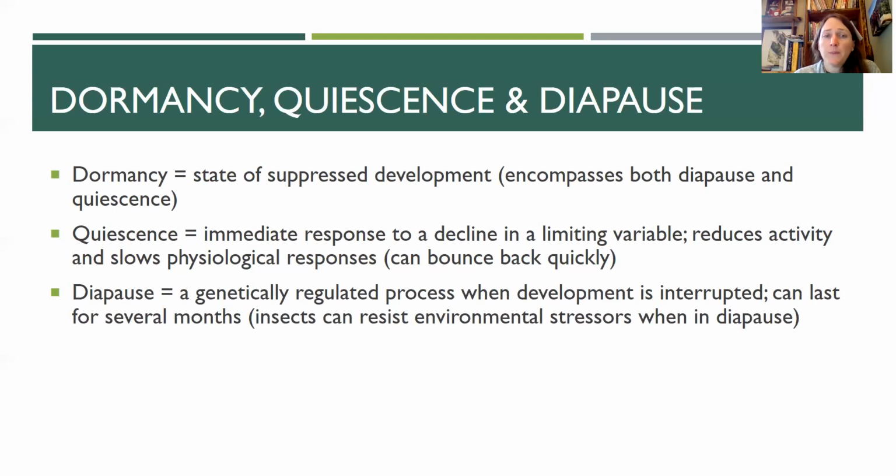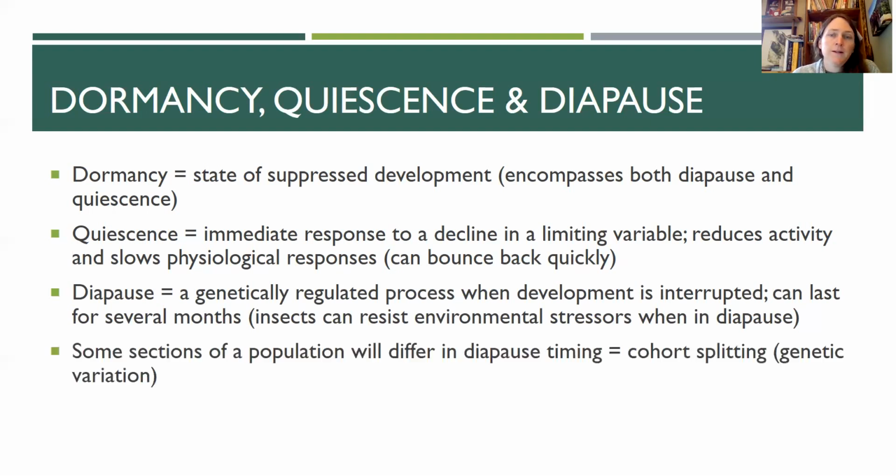So when in diapause, insects can resist environmental stressors. So if a site is known for drying up every year, there might be this genetically predetermined kind of state of diapause that the organisms go into to resist that dry down period.